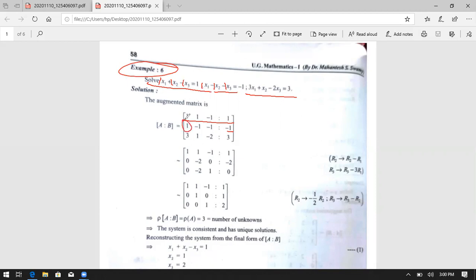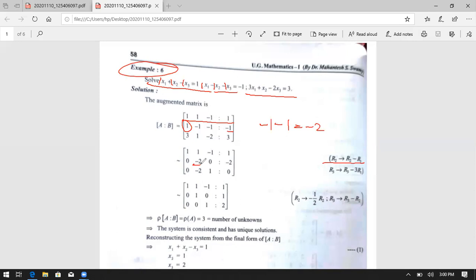This is the second element. The first element is unity. After that, using row operations, R2 equals R2 minus R1. R2 minus R1 means 1 minus 1 is 0. Next, the second element: minus 1 minus 1 is minus 2. I write here minus 2.